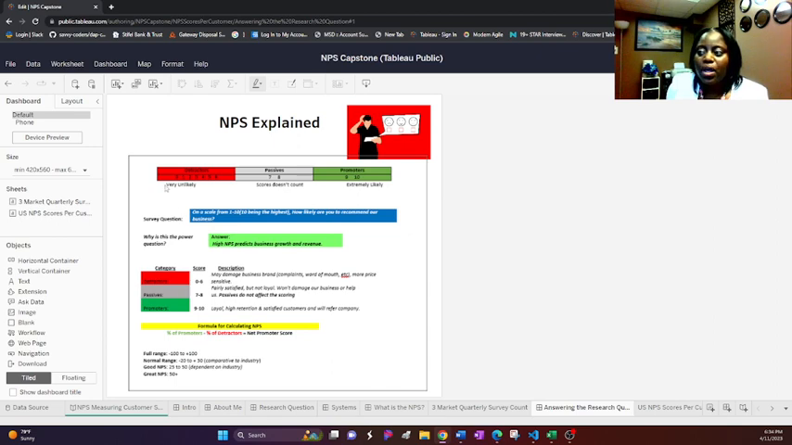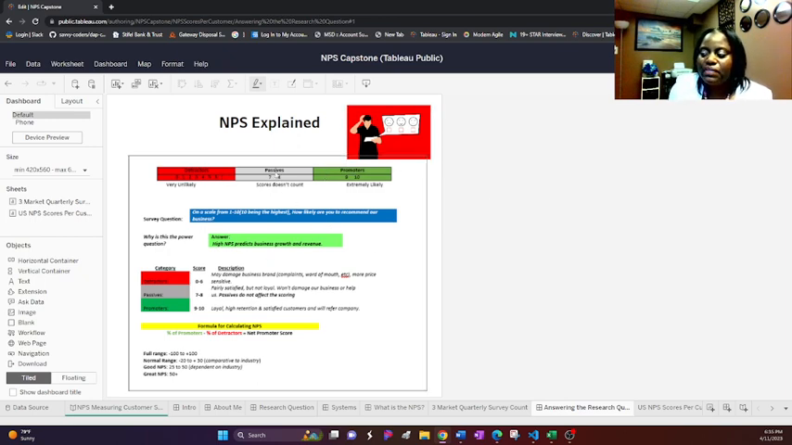Now, it is broken down by the numbers. The highest is 10, of course, as mentioned, and the lowest is a 0. So 0 to 6 are detractor scores, meaning that these customers may damage the business brand. There are a lot of complaints, complaints through word of mouth, et cetera, and they are more price sensitive. So this can really impact the business growth.